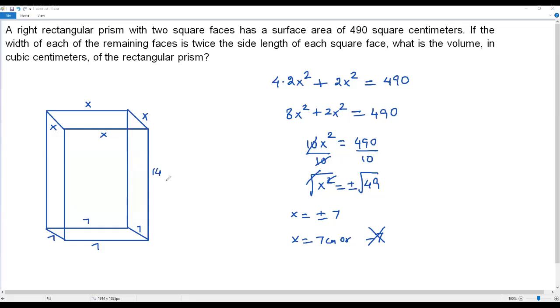Okay, now our aim is to find the volume of this rectangular prism. We know that the formula for the volume of a rectangular prism is base area times height of the prism. Here the base is a square, so to get the base area we multiply side by side. That is 7 times 7, which is 49. That's the base area, and the height of the prism is 14. So when I multiply 49 and 14, I get 686 cubic centimeters. Therefore, the volume of the given rectangular prism is 686 cubic centimeters.